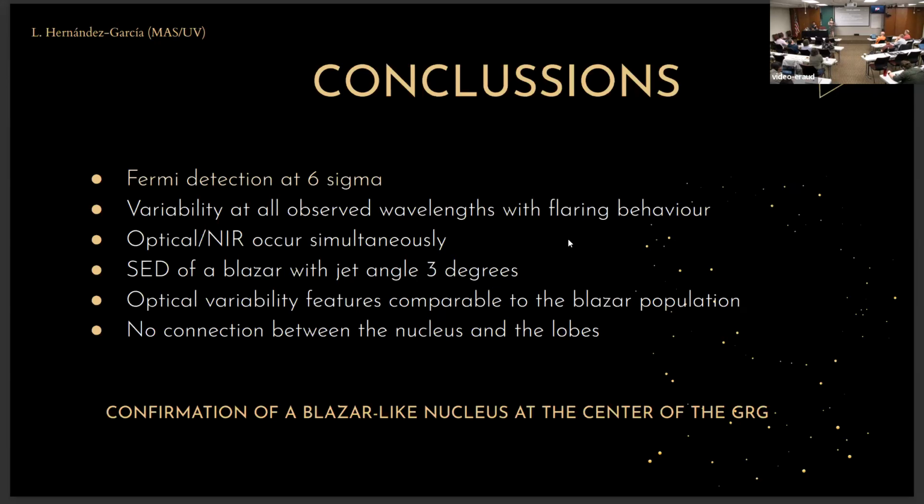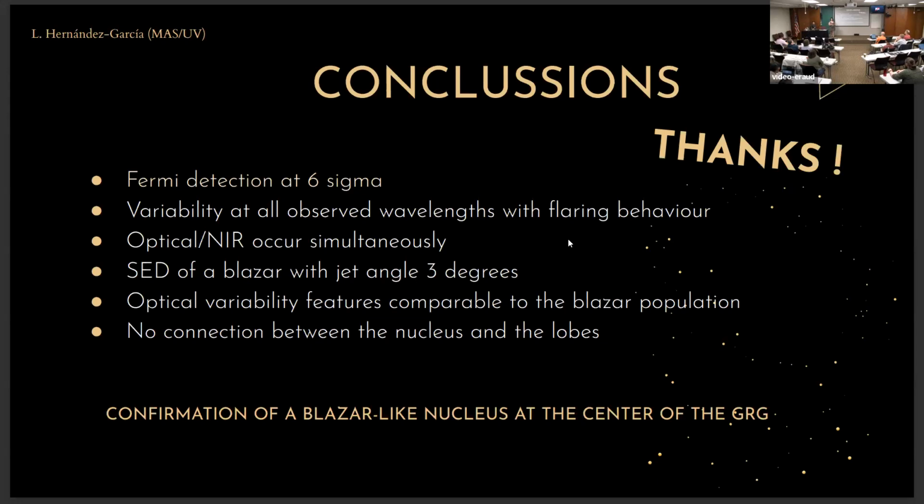With the spectral energy distribution fitting, we obtained that the angle between the jet and the observer has to be about 3 degrees. And the optical variability properties of the source are very compatible with the blazar population. Again, we didn't find a connection between the nucleus and the lobes. So now we can confirm that there is a blazar inside this giant radio galaxy, and probably there was a very dramatic change in the direction of the jet of this source. So this is all. Thank you very much.